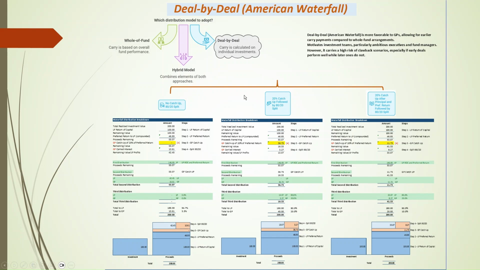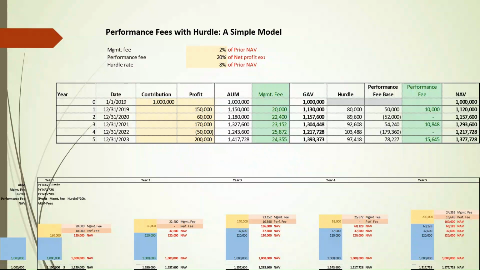As you know, the catch up allows the GP additional return. For example, in a 20% catch up followed by an 80-20 split on return of capital and preferred return, the GP can get 20% of the entire proceeds without investing a penny. Now we're going to introduce our new model, the high watermark model.